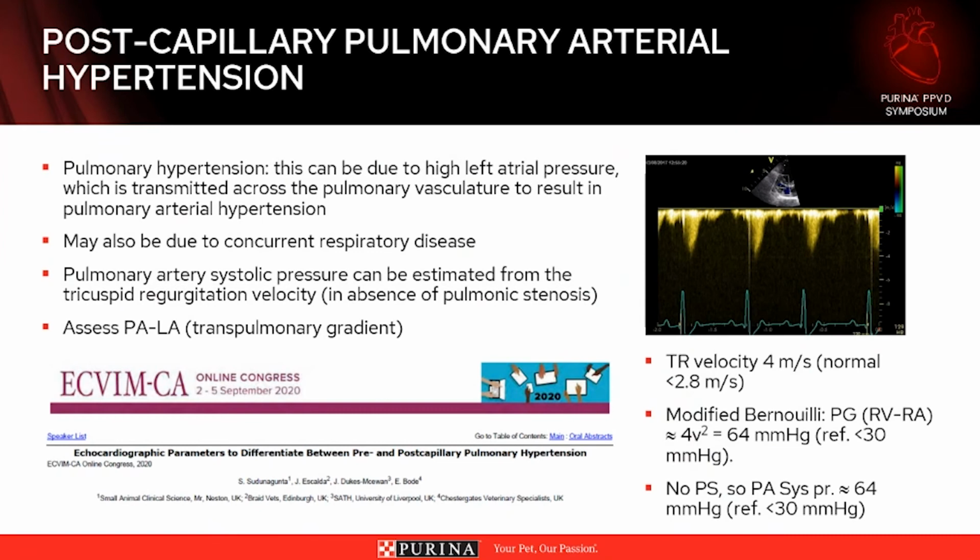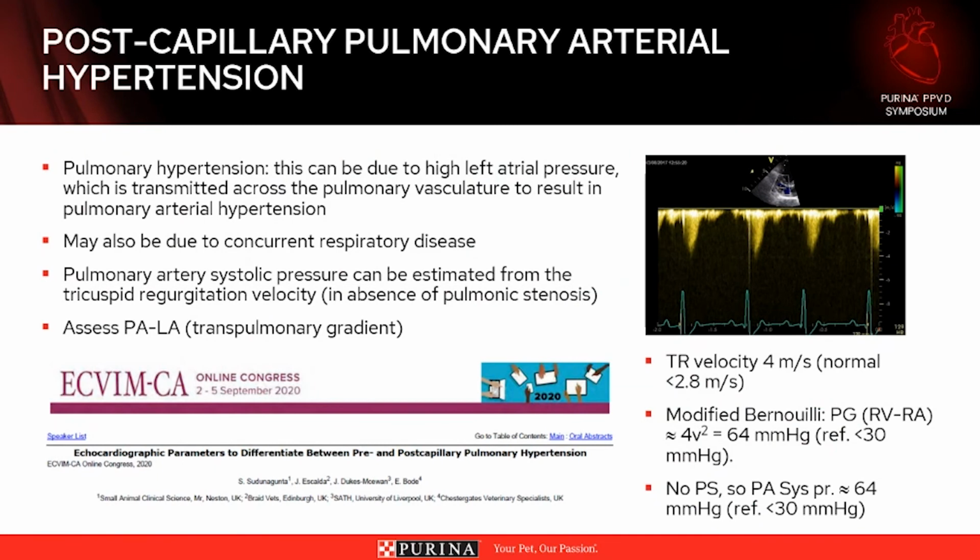If we measure our tricuspid regurgitation velocity here, in this example it's about 4 meters a second. We apply our modified Bernoulli equation, so 4v squared is approximately our pressure gradient, so that's 64. And we've ruled out pulmonic stenosis, so we assume that our pulmonary arterial systolic pressure is about 64 millimeters of mercury. So why do dogs with mitral valve disease, with left-sided heart failure, get pulmonary hypertension?